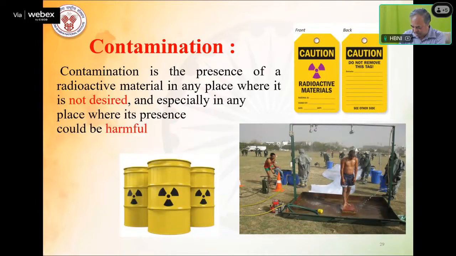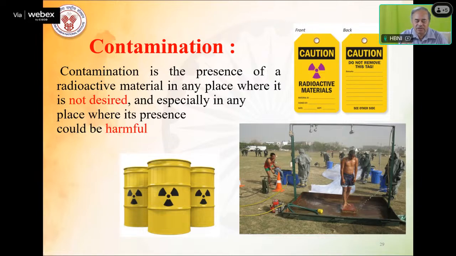Now the next topic that we'll cover in the next 10 minutes is contamination and decontamination. So contamination is the presence of a radioactive material in any place where it is not desired, and essentially in any place where its presence could be harmful. I think it is understood.